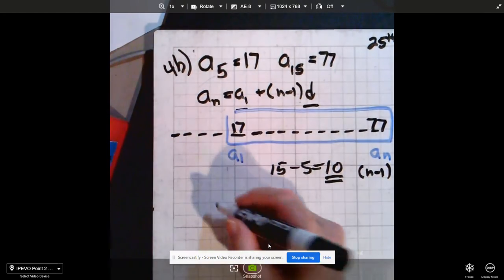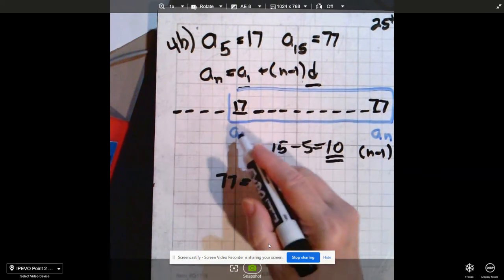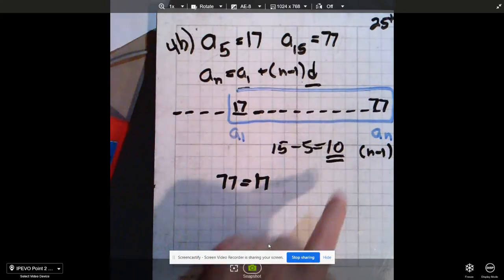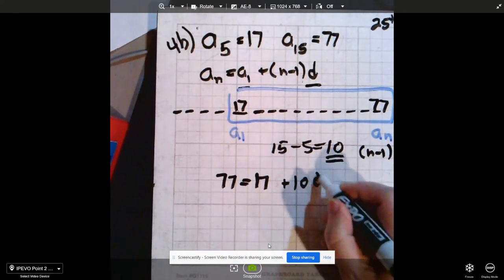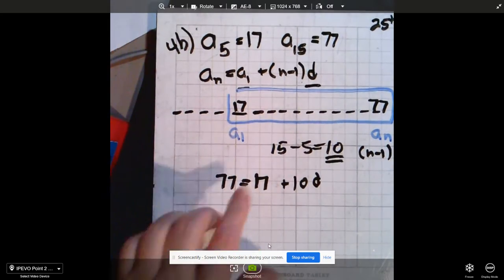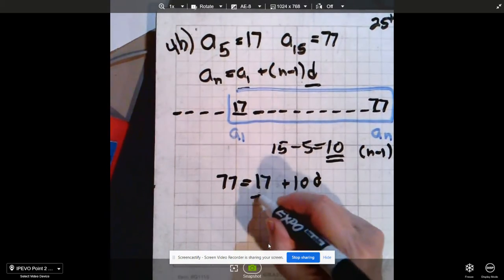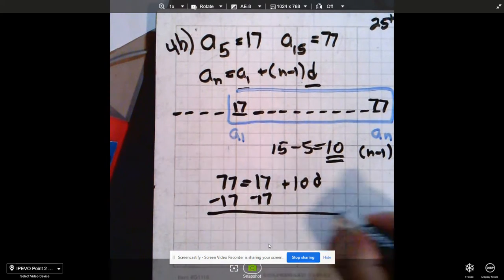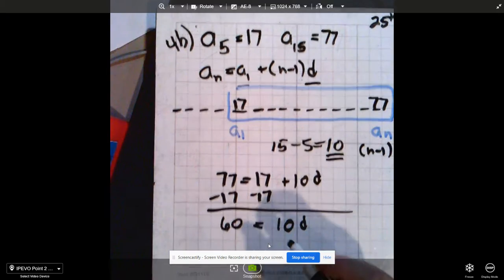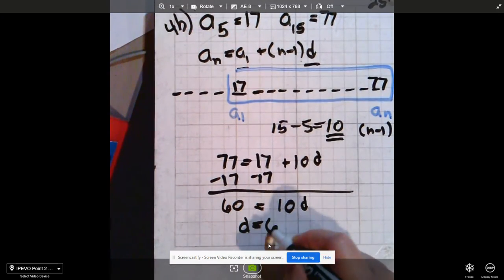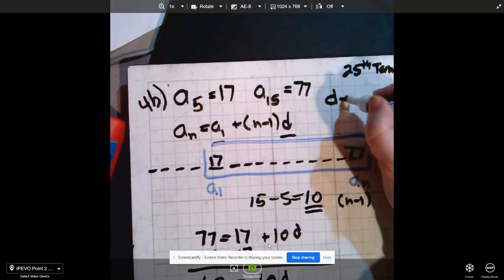So AN is 77 equals, well, A1 we've said is 17. We just determined that N minus 1 is 10, and it's D that we don't know. So this 17 doesn't look very good. So let's go ahead and subtract 17 from both sides, and I'll get 60 equals 10D. So now I know that D is 6. I can add that up here. D is 6.